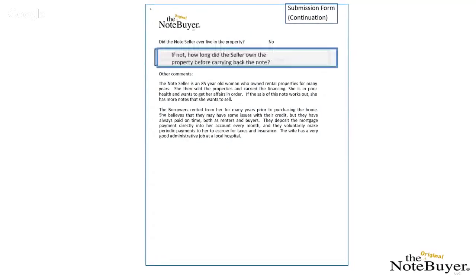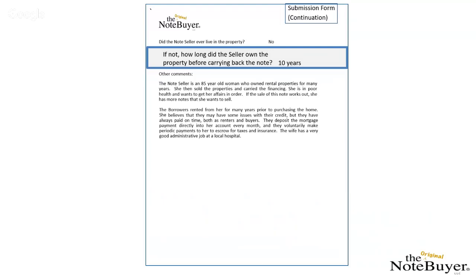And this next question goes along with that. If they did not live in the property, how long did the seller own the property before carrying back the note? So I want to know, is it a rental property? Have they been renting it out previously? I want to know if they're just flipping the note. You know, they just bought a pool of notes and they're just flipping them off one by one. So these things give me some background into what is actually the current situation on the note, so I know what to expect and how to quote the deal.